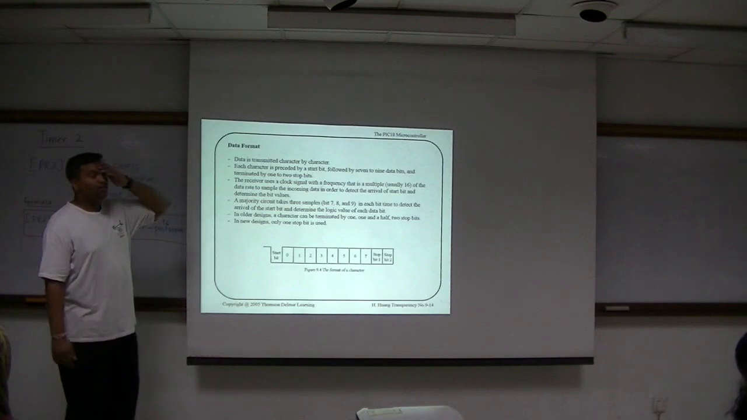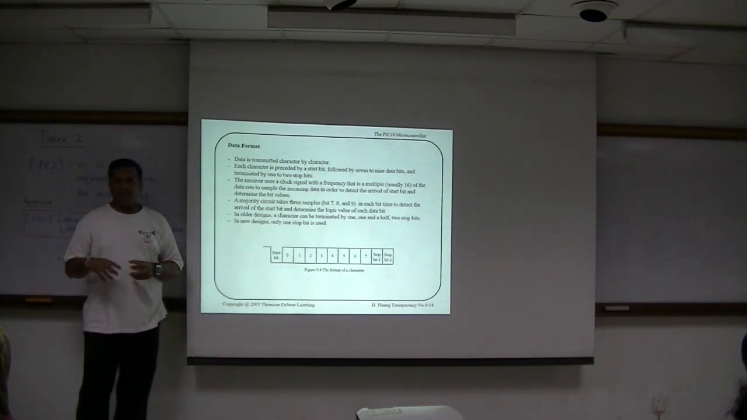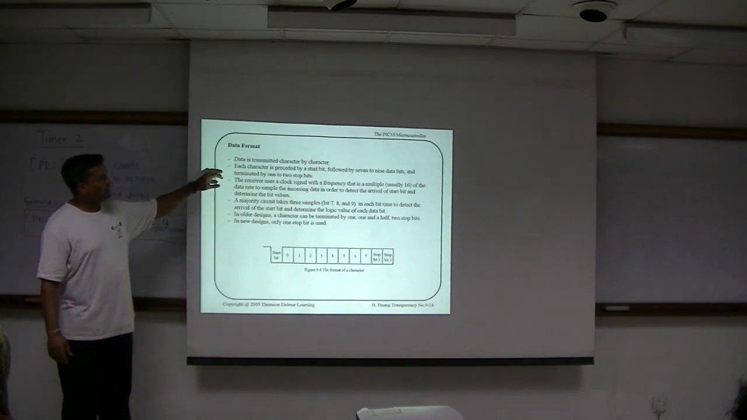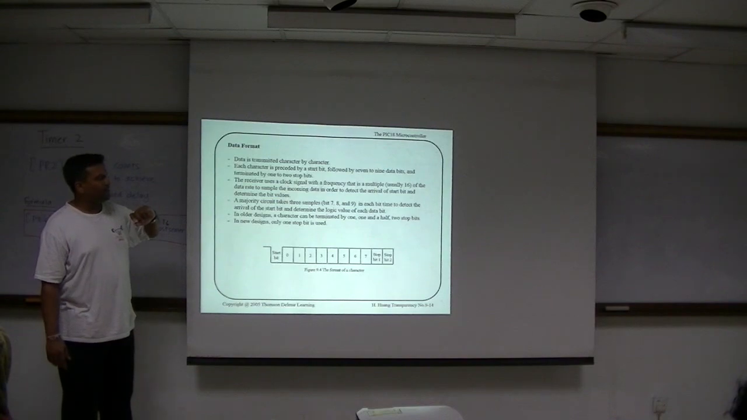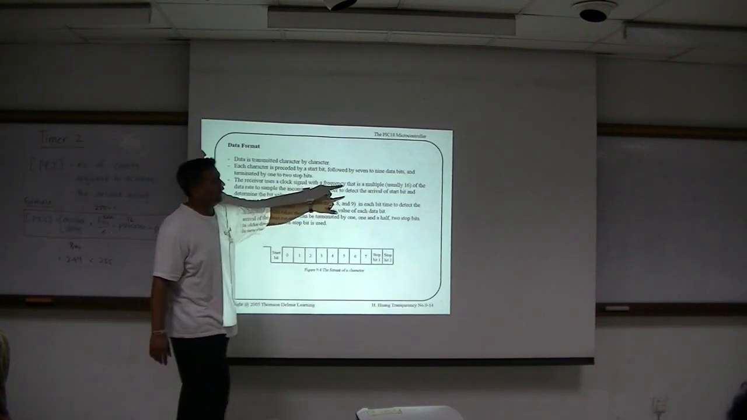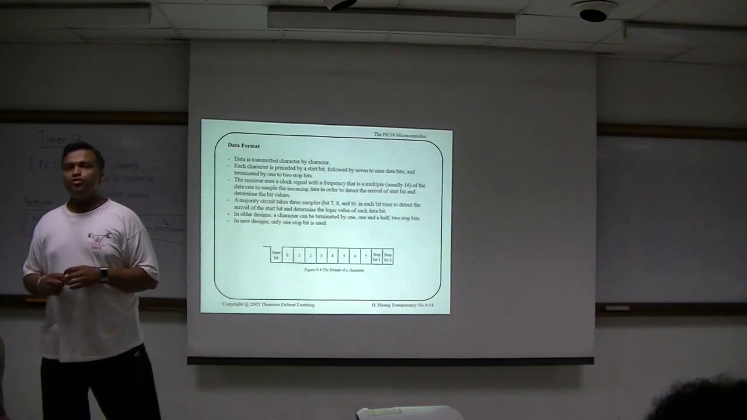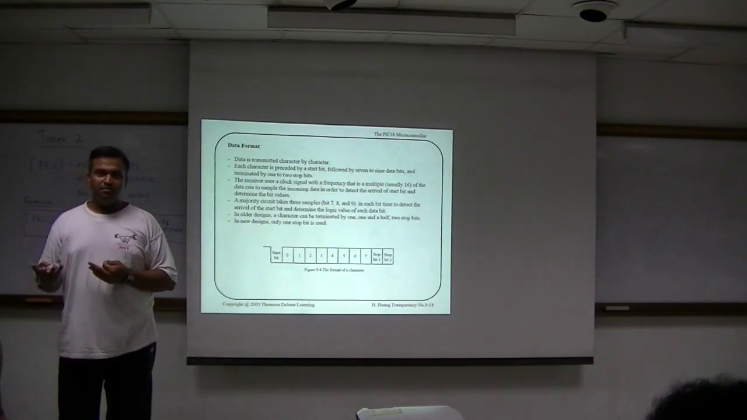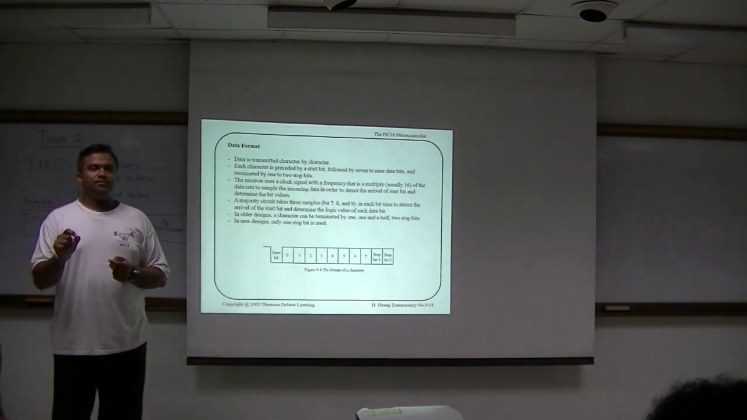So how is the data format? The data is transmitted character by character. Each character is preceded by a start bit, followed by 7 to 9 data bits. Usually, serial communication allows you to send 7 to 9 data bits at one time. So you can also configure that.